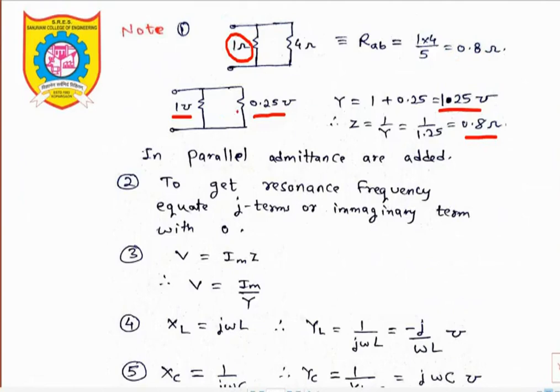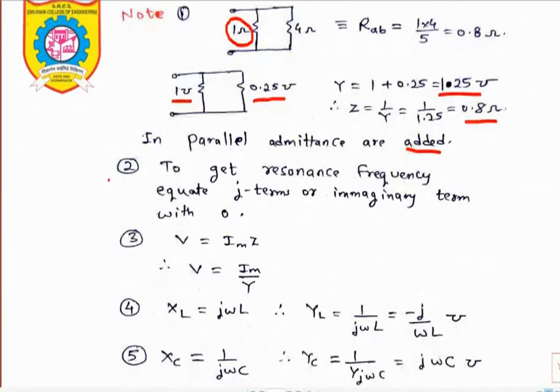So the note is that in parallel, admittances are added. With a parallel connection, if admittance is there, we can add. Then the second note: whenever we want the resonant frequency, we should equate the J terms or imaginary terms with 0. So the imaginary part should be 0, then we get the resonant frequency.